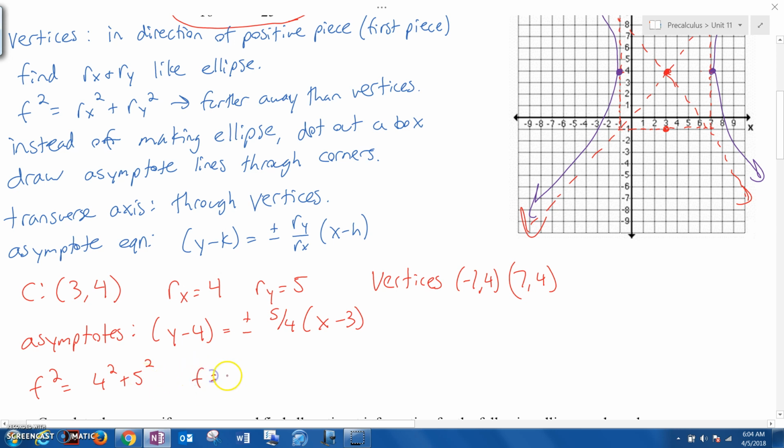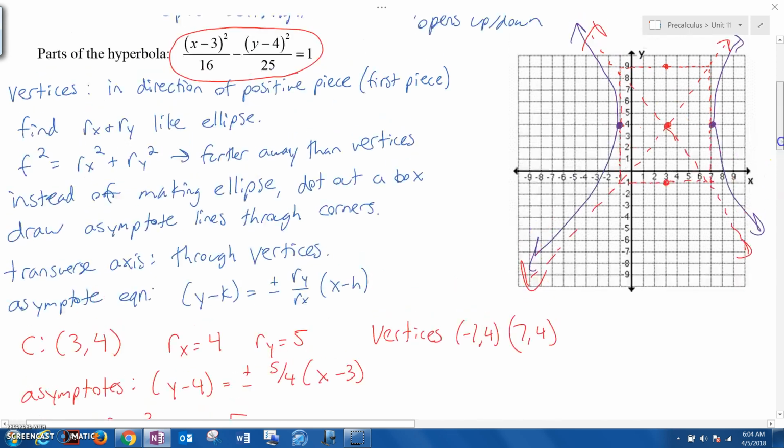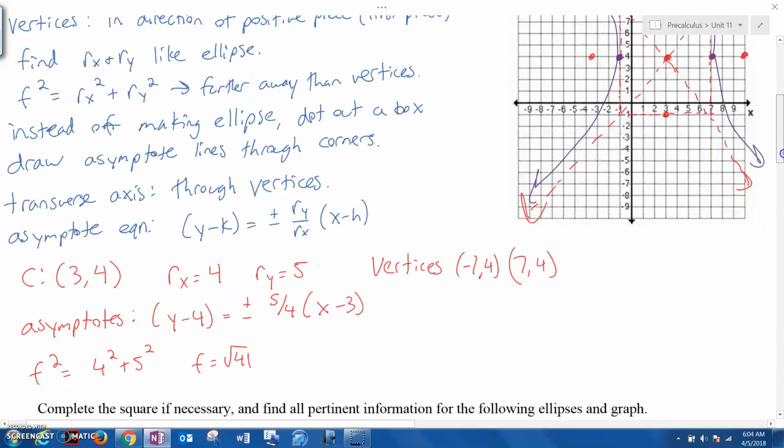So f is equal to the square root of 41, which is a little more than 6, less than 7. And if we check that, we got 1, 2, 3, 4, 5, 6, something out there. And then 4, 5, 6, something out there. Those would be my foci. Notice that the foci are further away. They're like flipped out now.